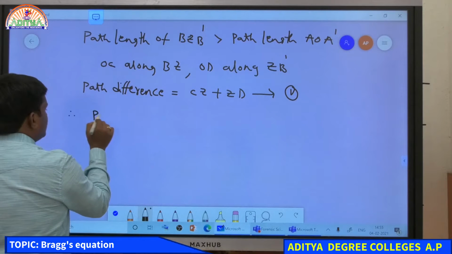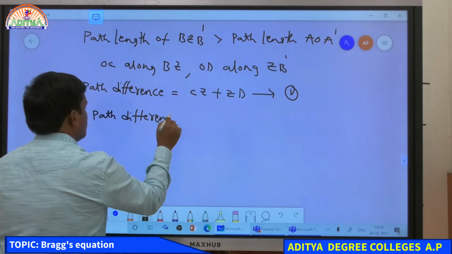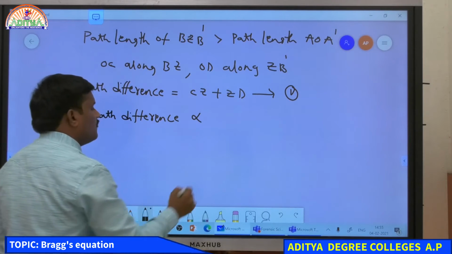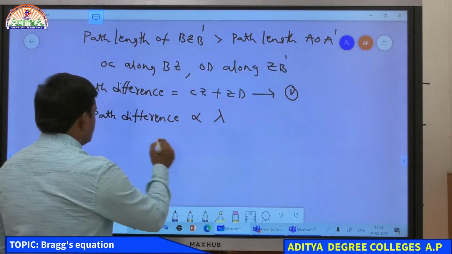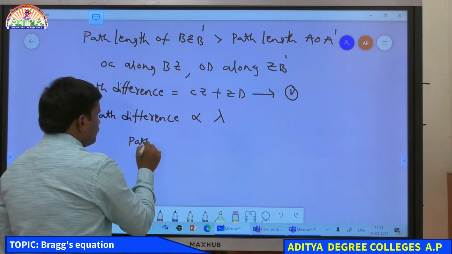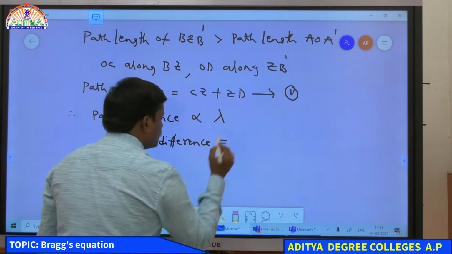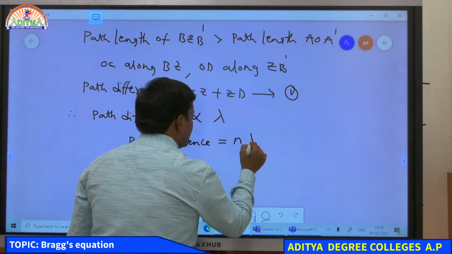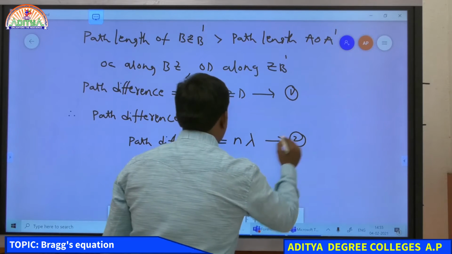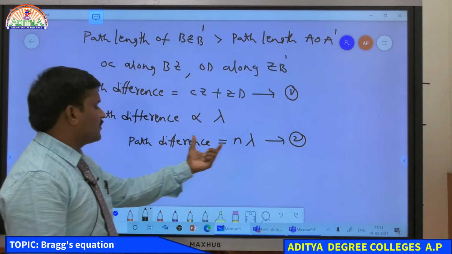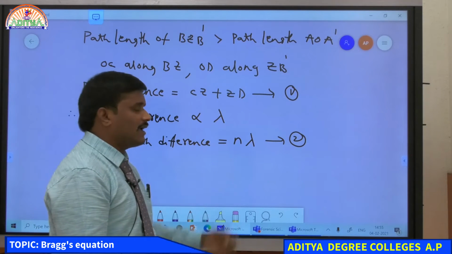Therefore, path difference is always directly proportional to the wavelength of the X-rays, that is, directly proportional to lambda. In place of proportionality we put a constant n, so it is equal to n lambda. This is taken as equation number 2. So path difference is simply equal to n lambda.